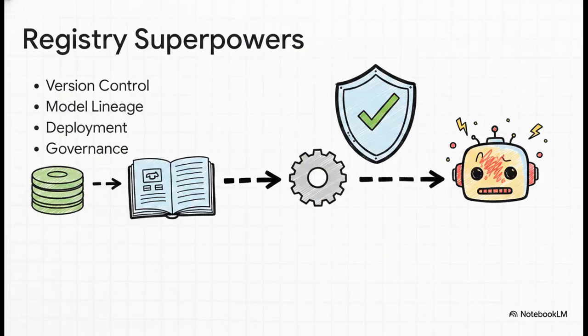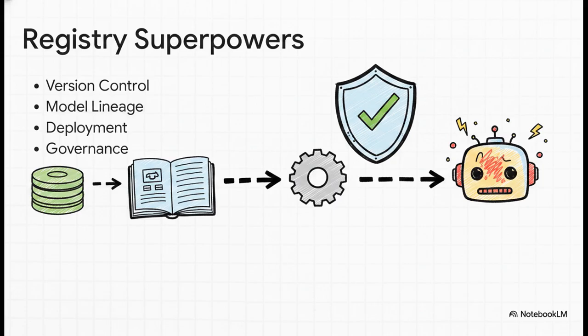These registries give you literal superpowers for enterprise governance and compliance. Take model lineage, for example. If a model suddenly goes crazy in production, lineage lets you trace it all the way back to the exact notebook, the exact run, and the exact dataset that made it.